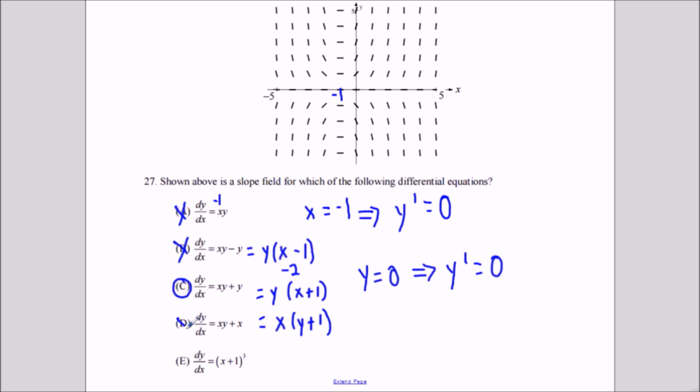And for choice E, this is true that when x is negative 1, the derivative is always 0. But if y is equal to 0, dy/dx is not necessarily equal to 0. So that's why choice E is out for this question.